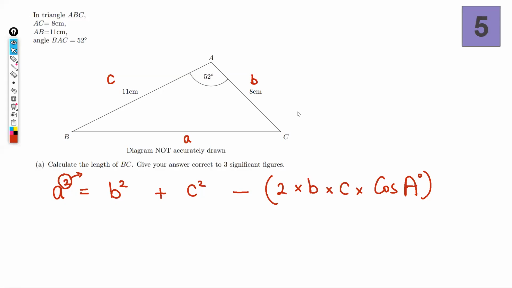Right. Let's plug in some values here. These are different colors here. Common B is 8 squared plus 11 squared minus 2 multiplied by 8, number common B is 8. Common C is 11 by cosine capital A, which is 52.